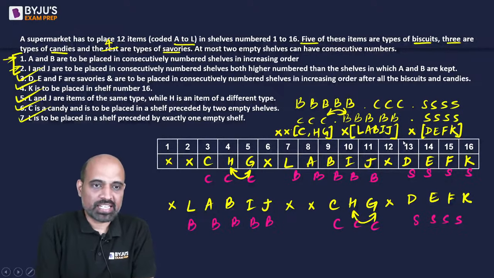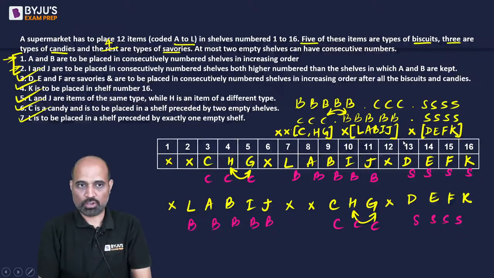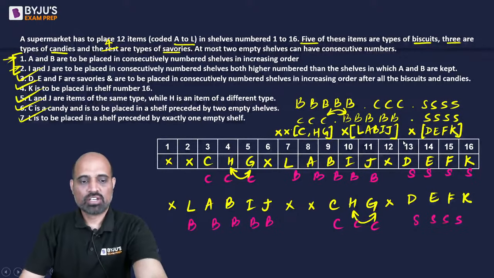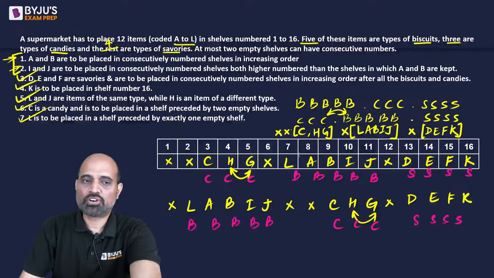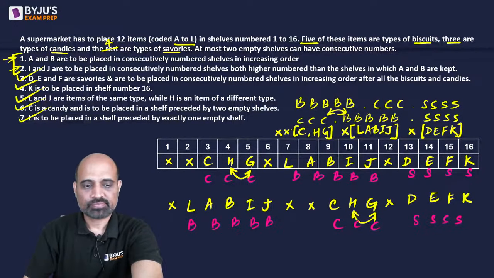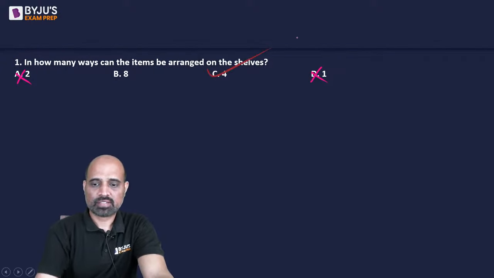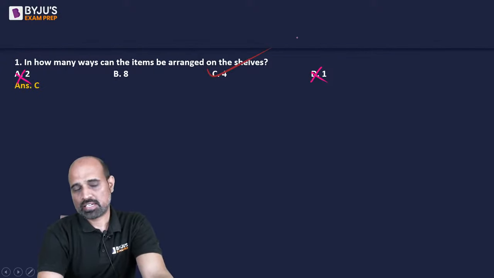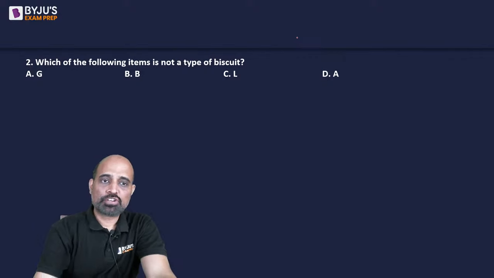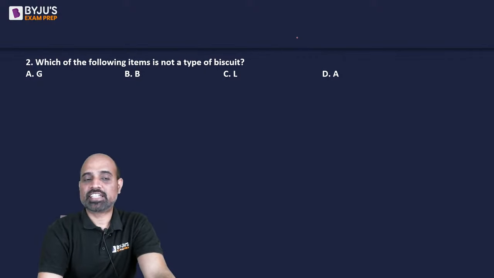Okay, what about D, E, F are savories? We already know that, and K is at the last, and they're always at the end. So looks like we are not going to have more possibilities, right? 4 ही cases बनने वाले इधर, ठीक है? So 4 cases. Answer is C.